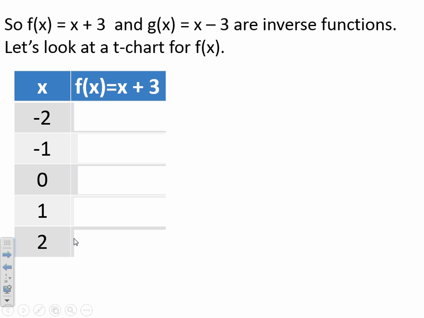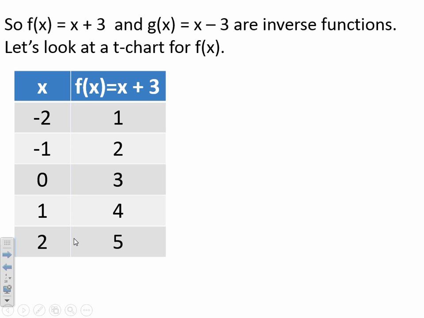All right, so if we've got f of x equals x plus 3 and g of x equals x minus 3 as two inverse functions, let's look at a t-chart, which is another way to say let's look at some inputs and outputs. So we've got some inputs here for f of x. We've got -2. We plug it into the function. -2 plus 3 is 1. And we go ahead and continue plugging in these inputs to get our outputs here.